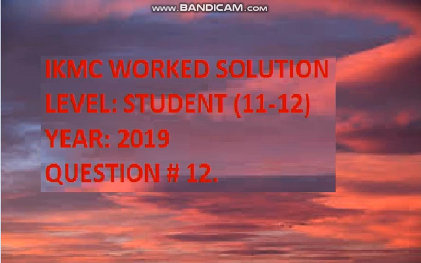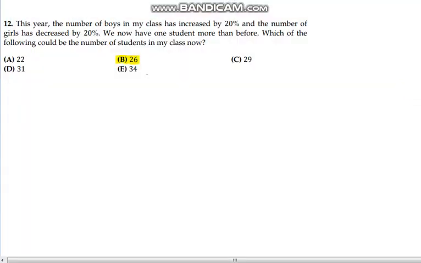Question number 12. So for question number 12, let's take the original number of boys as B, a capital B, and the original number of girls as a capital G in the older class.